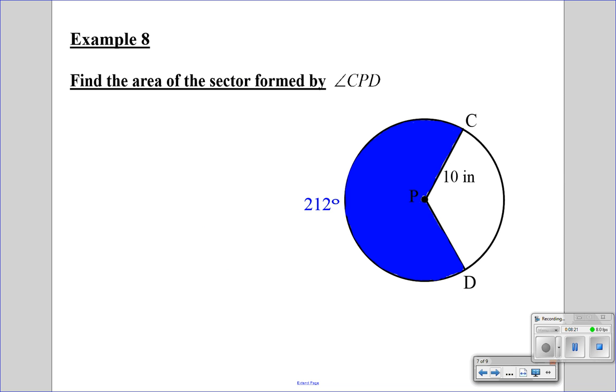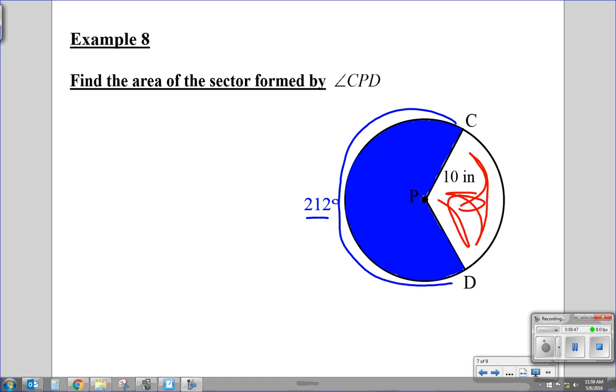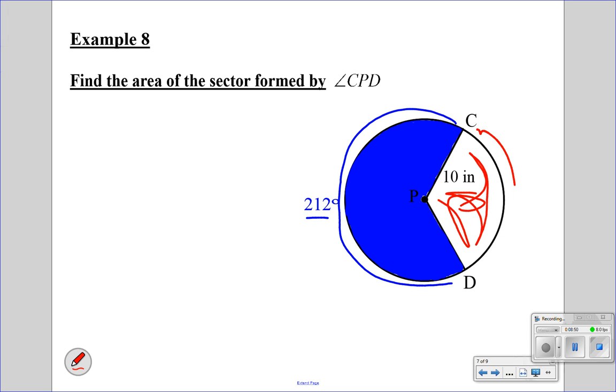Looking at this one, it asks us to find the area of the sector formed by CPD. Now this is this white space, which I'm making red now. It is not the blue area. However, all they tell us is the arc length, which is the 212 degrees. So that's the arc length of this. We need to find the arc length that corresponds with the sector that we're looking at. So in order to do that, we can do 360, right, because the full circle is 360, minus 212. We get 148 degrees. So we know the arc length over here is 148 degrees.